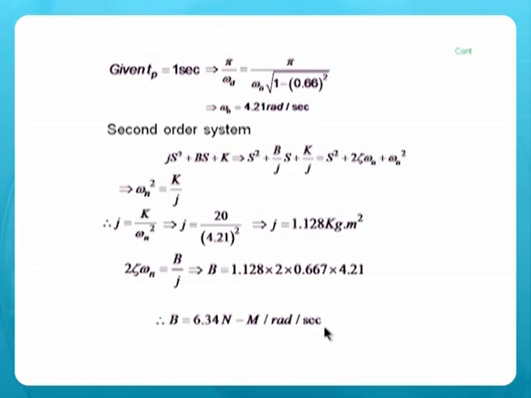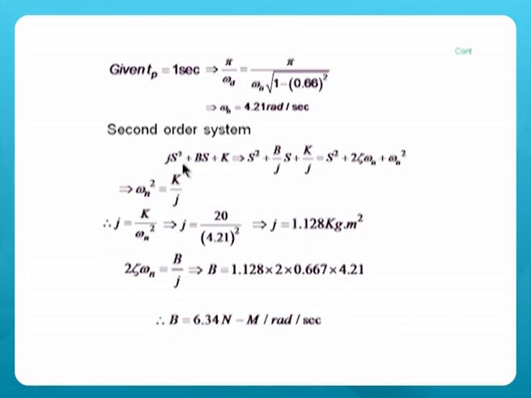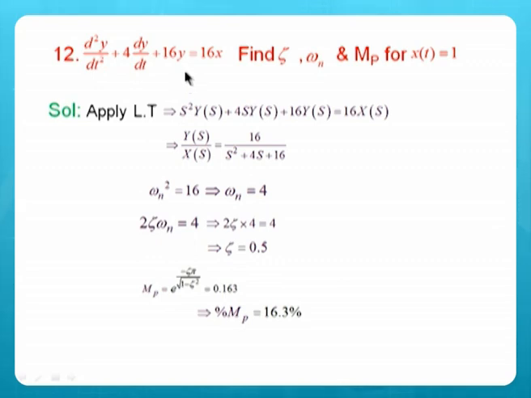So this is the way you may be asked to calculate the system parameters like j, b and k. This is the way you should actually calculate. This is another variety of problem. It is given in the form of a differential equation.